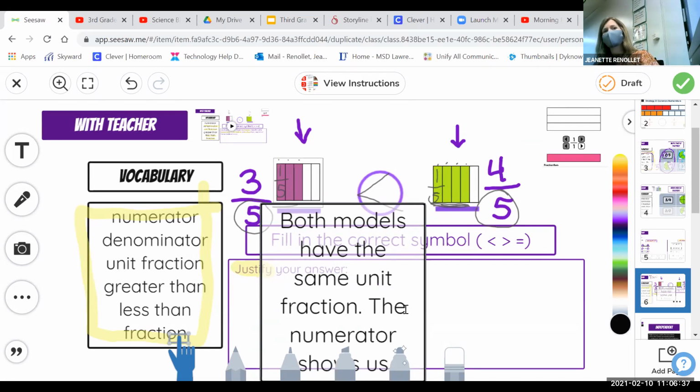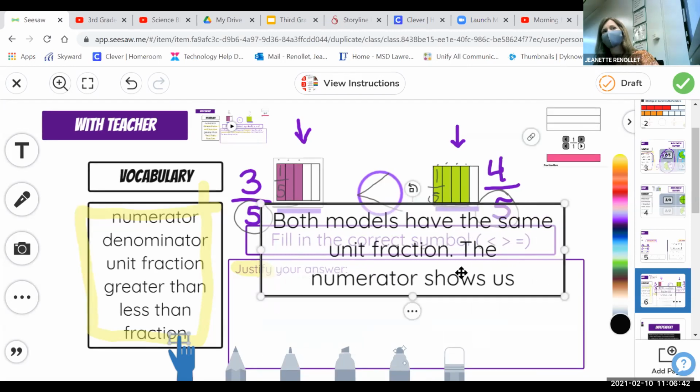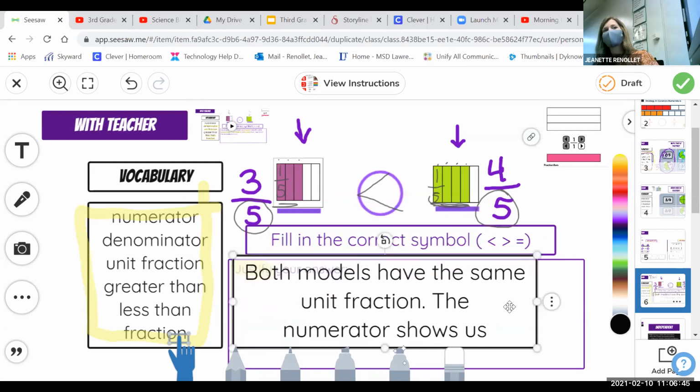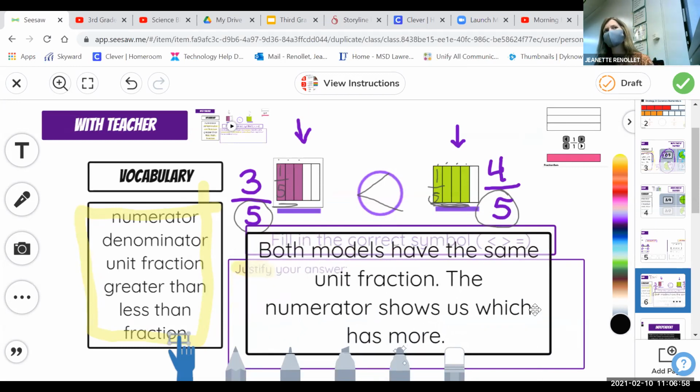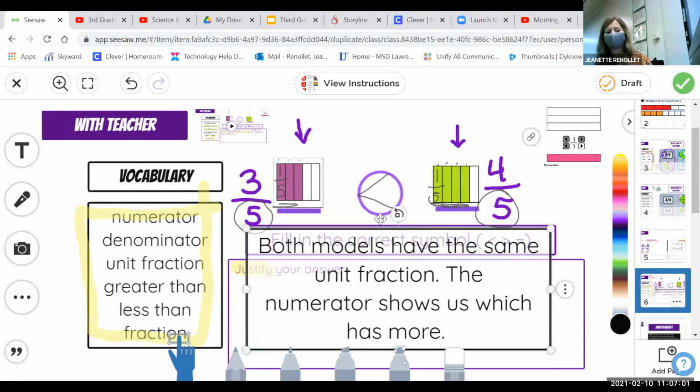I'll slow down a little bit. Okay, you ready? Read what she wrote. Both models have the same unit fraction. The numerator shows us which has more. Check that you have math vocabulary in your explanation. When you justify your thinking, you need to use math vocabulary.